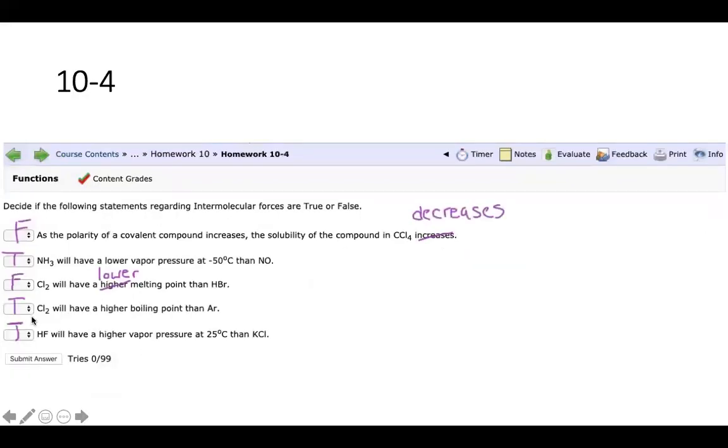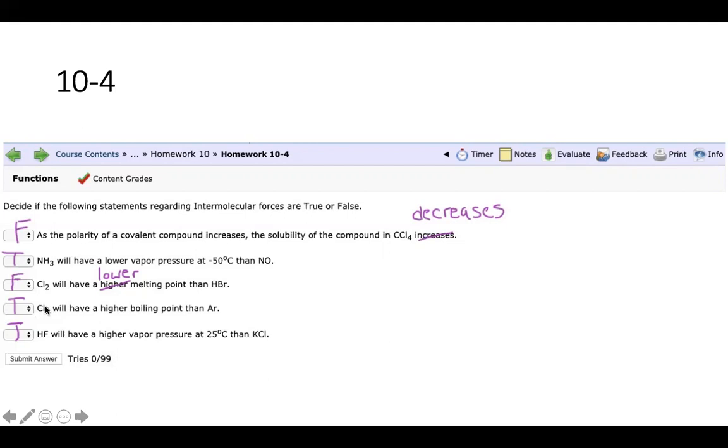And just to reinforce all of those again, our first one was false. As the polarity of our compound increases, the solubility of the compound in a nonpolar solvent like CCl4 should decrease. NH3 exhibits hydrogen bonding, so it has stronger IMFs, and therefore it should have a lower vapor pressure than NO, which only has dipole-dipole. Statement 3 is false because chlorine should have a lower melting point than HBr. Chlorine only has London dispersion force. HBr has dipole-dipole. For statement 4, this is a true statement.